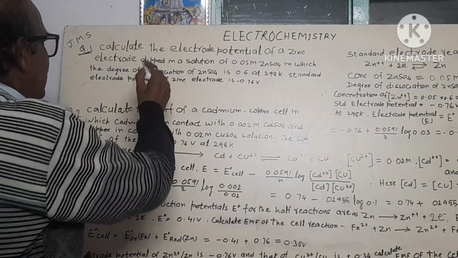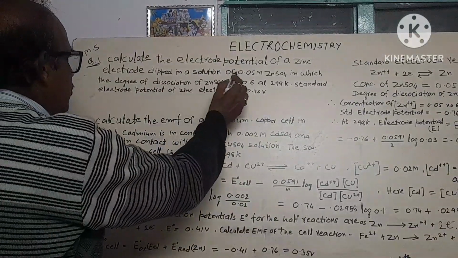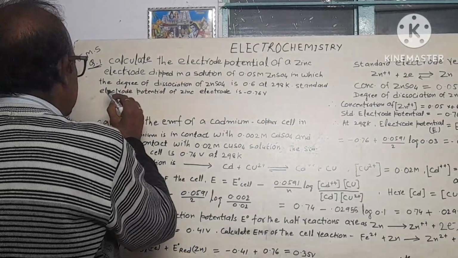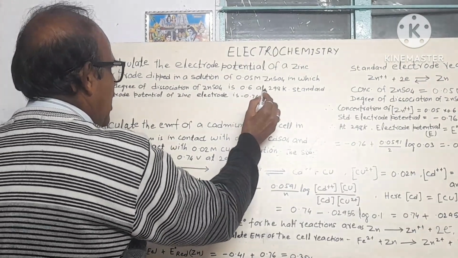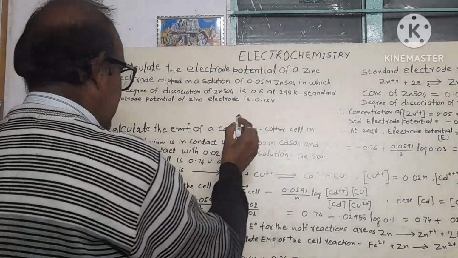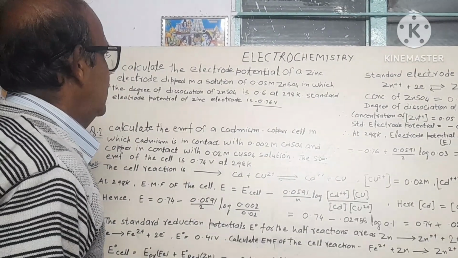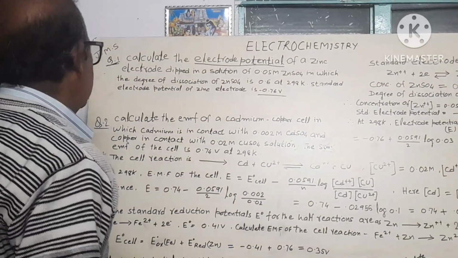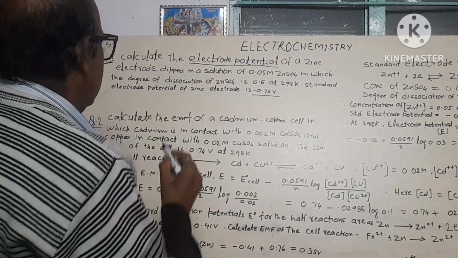You have to calculate the electrode potential of a zinc electrode dipped in a solution of 0.05 M ZnSO4, in which the degree of dissociation of ZnSO4 is 0.6 at 298 Kelvin. The standard electrode potential of the zinc electrode is given as -0.76 volt. You have to calculate the electrode potential of the zinc electrode. For that purpose, it is given here.